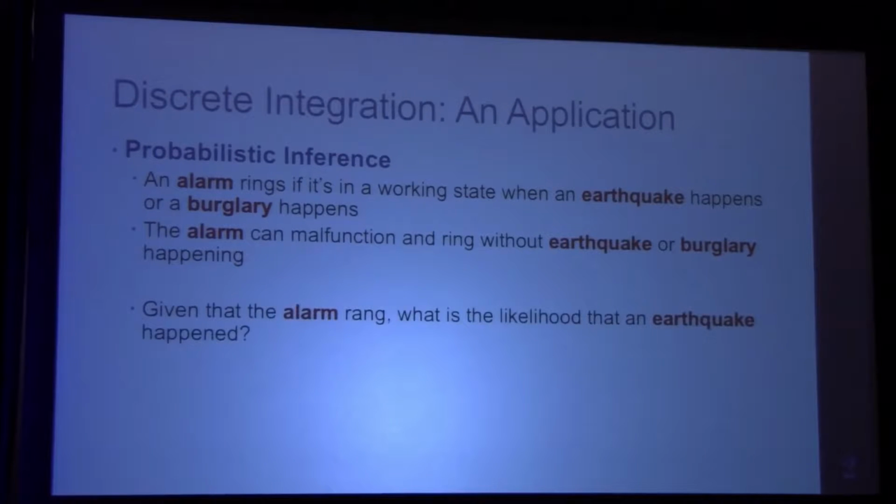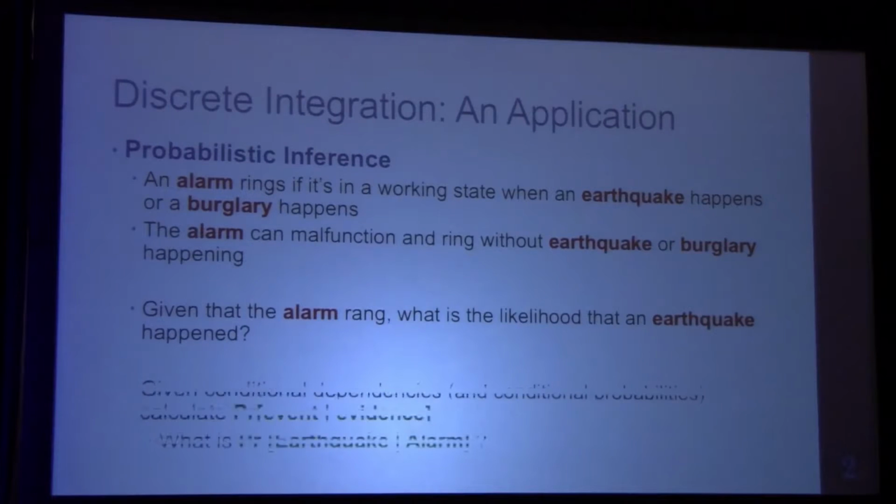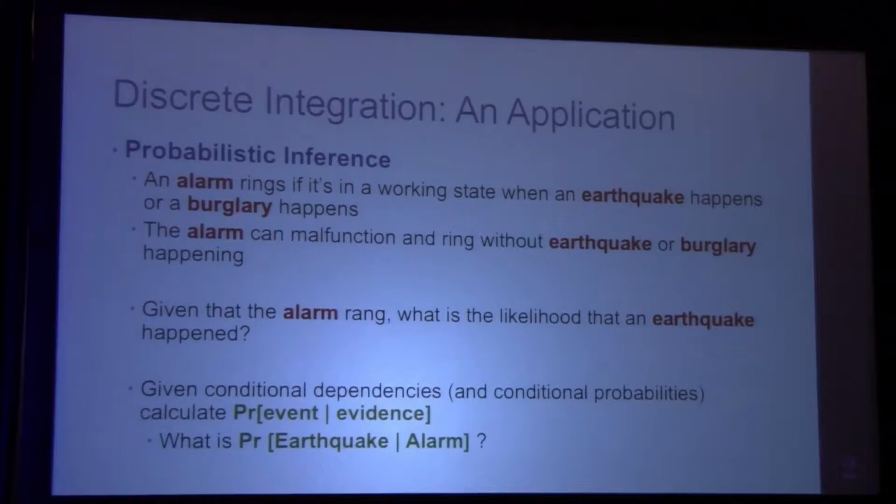And given that the alarm rang, we want to find out the likelihood that an earthquake happened. So this is a very classical instance of probabilistic inference. So we are saying that given conditional dependencies and conditional probabilities, some events of interest, and given that I've observed some evidence, what is the probability of this earthquake? So in this case, what's the probability that there was an earthquake given that the alarm rang?